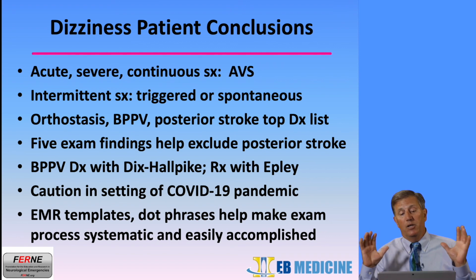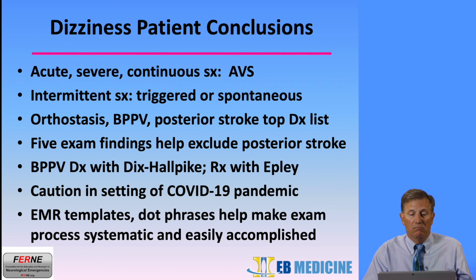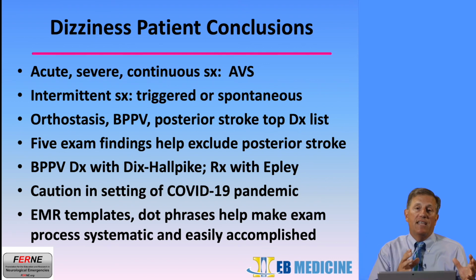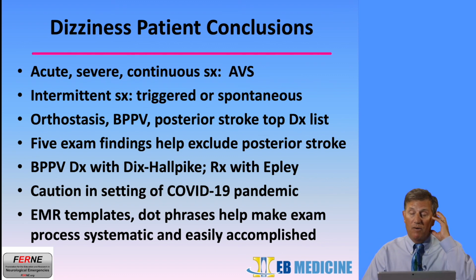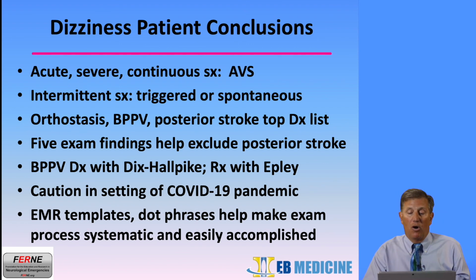If the symptoms are not continuous but are intermittent, then consider a triggered or spontaneous etiology. Next, if you have orthostasis or BPPV or posterior stroke, these are the 3 diagnoses that top our list that we must consider. Orthostasis being a systemic problem due to volume depletion. BPPV, which is a peripheral problem, which most often is triggered, often lying in bed. Or posterior stroke, which is suggested when any of the 5 HINTS tests suggest a possible posterior stroke etiology.